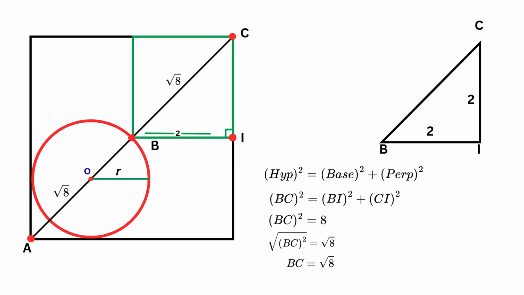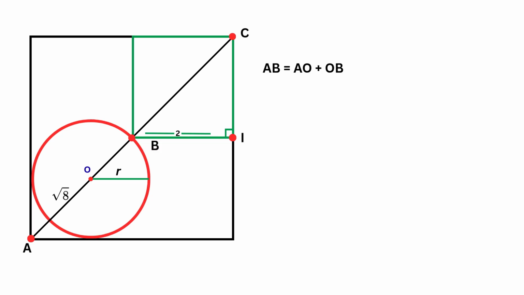Okay, now we know that AB equals AO plus OB, where O is the center of the circle, and OB is the radius denoted by R. Therefore, AB equals AO plus R. Here, AB equals square root of 8. So it becomes square root of 8 equals AO plus R. R equals square root of 8 minus AO. Okay, our next goal is to calculate AO.